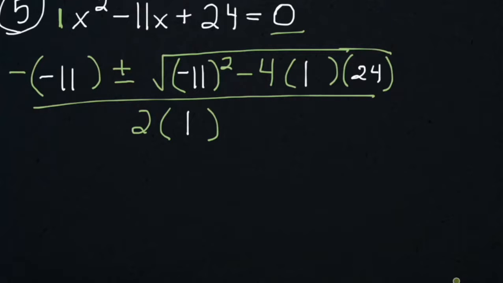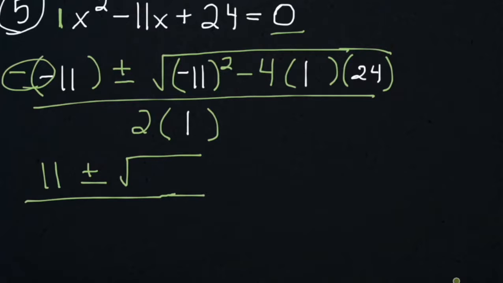Wow. Now we can simplify. Negative and a negative makes a positive. So I have 11 plus minus. There's going to be something under that square root. We'll find it in a second. In the denominator, 2 times 1 is 2. So when I plug in 11 squared minus 4 times 24, I get 25. Well, that's awesome. We can take the square root of 25. It's just 5. So we're going to do a positive case and a negative case.